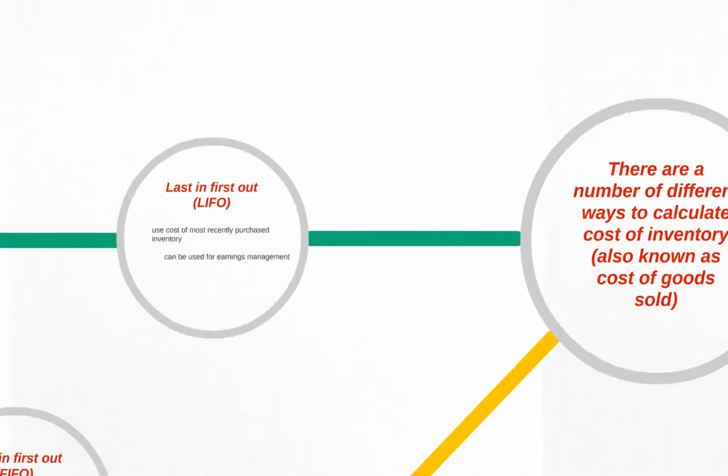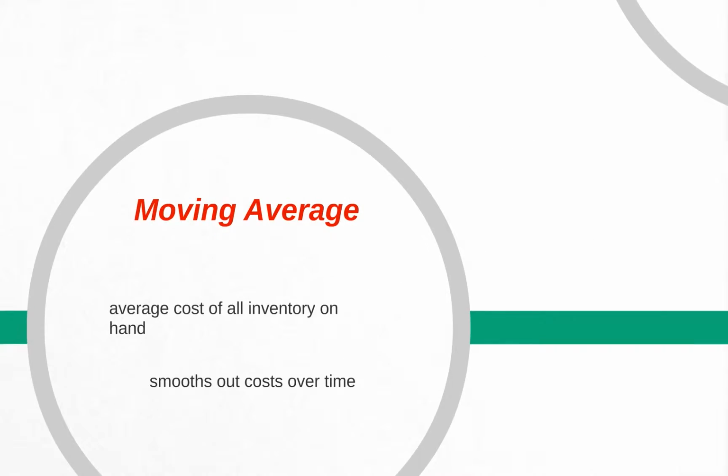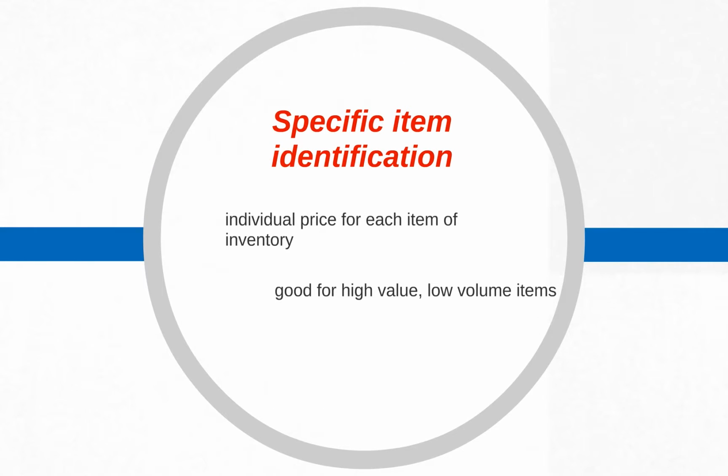The moving average calculates the average cost of all inventory on hand available for sale and multiplies this by the total of inventory sold. This provides for a smoother picture of costs and profits over time by ironing out fluctuations in inventory costs. Specific item identification keeps a track of the cost of each individual item of inventory. This is useful for businesses dealing with low volume, high value inventory such as jewellery or fine wine.